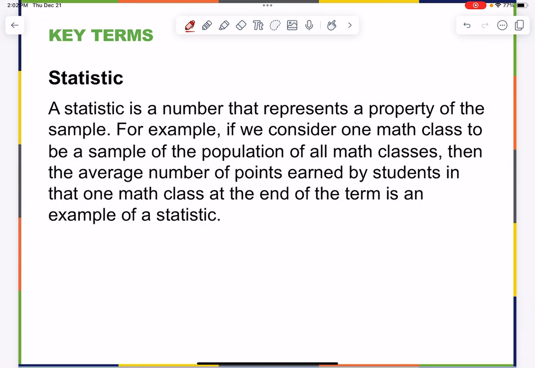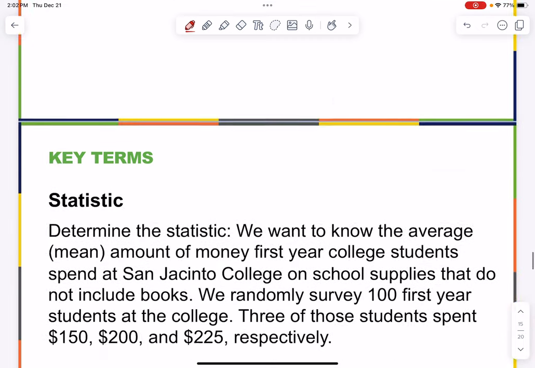However, the statistic, on the other hand, is a little bit easier. A statistic is a number that represents a property of the sample, those 100 students. For example, if we consider one math class to be a sample of the population of all math classes, then the average number of points earned by students in that one math class at the end of the term is an example of a statistic. It is a value that they took from the sample.